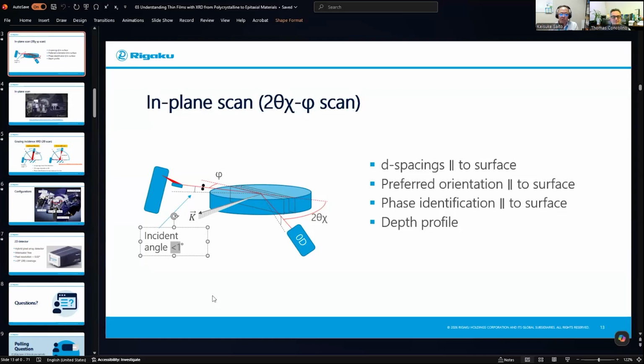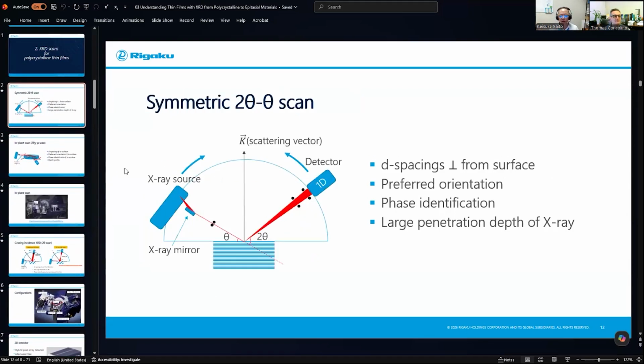So if you can fix your sample very flat, I recommend GID if there is no preferred orientation, or in-plane if there is any orientation of the film. But if your sample is difficult to keep flat, I think the only way you could try is a symmetric 2theta-theta scan. This is out of plane. It means the X-ray hits the sample at a high angle theta, which is not sensitive to the surface morphology, let's say, the physical morphology.